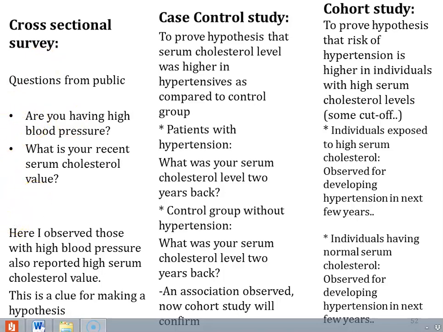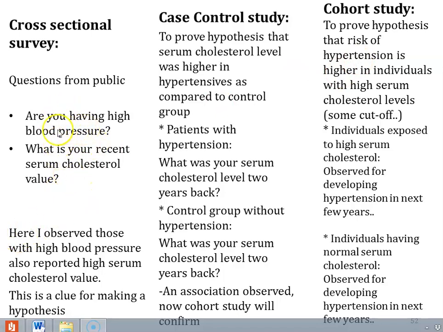But you will not make a hypothesis. You will not start with hypothesis writing in cross-sectional surveys. And the authenticity of this evidence of relationship will not be as much as that of analytical studies.